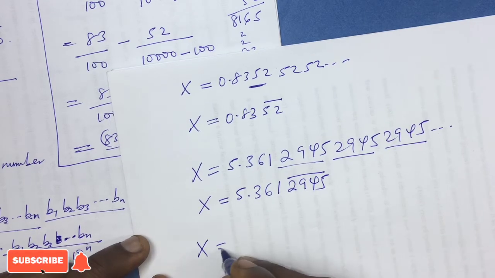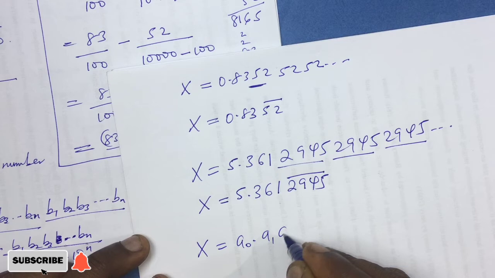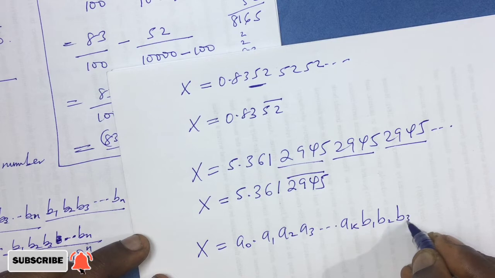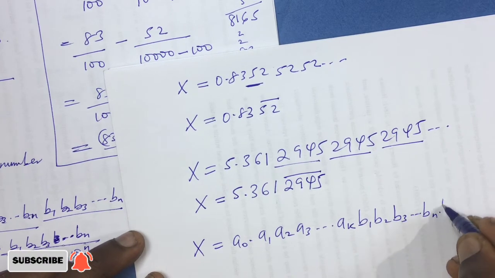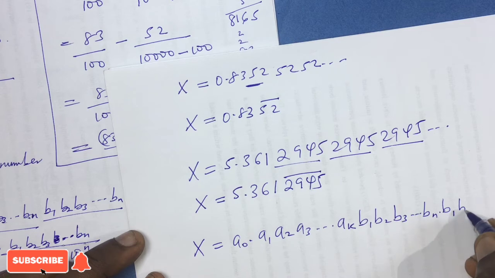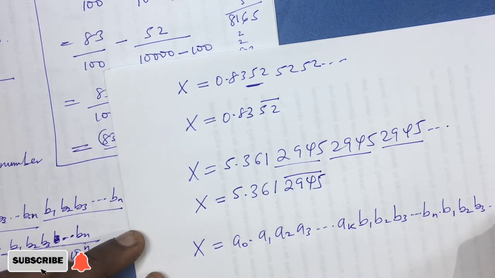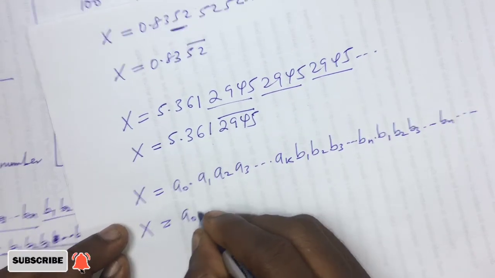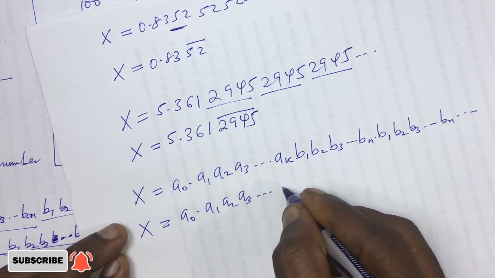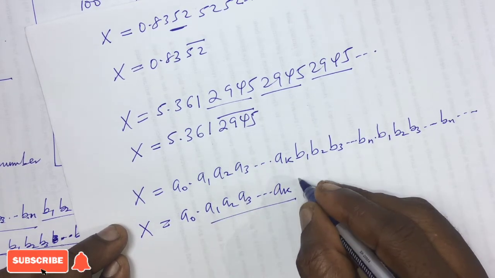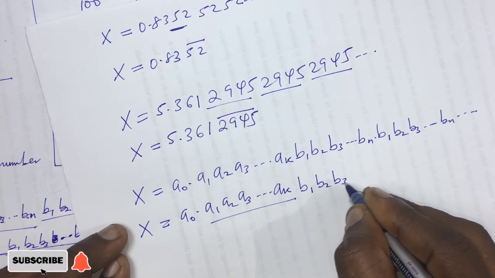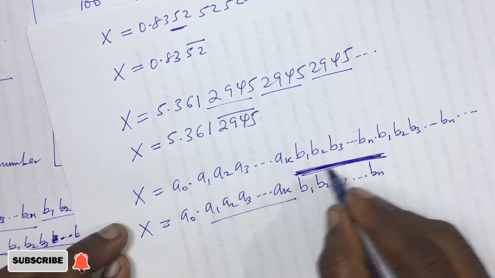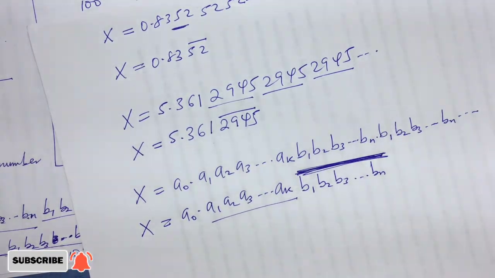Okay, so if you have x equals a0 dot a1 a2 a3 up to ak, and you have b1 b2 b3 up to bn, and then b1 b2 b3 up to bn again, repeating itself, dot dot dot, then you can simply write this in abbreviated form as a0 a1 a2 a3 up to ak, the fixed block of digits, and you can now write this b1 b2 b3 up to bn, the recurring block. So you only have to put this bar all over it, and it will give you a representation that is simpler to follow.